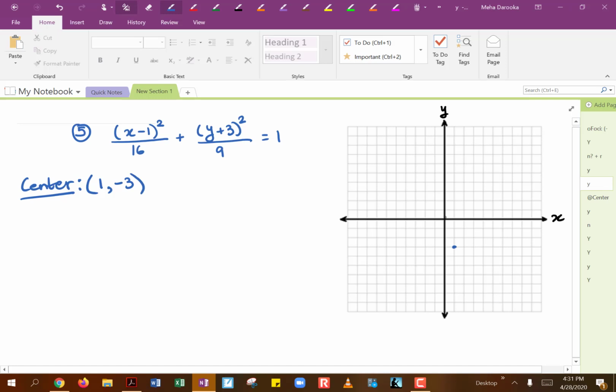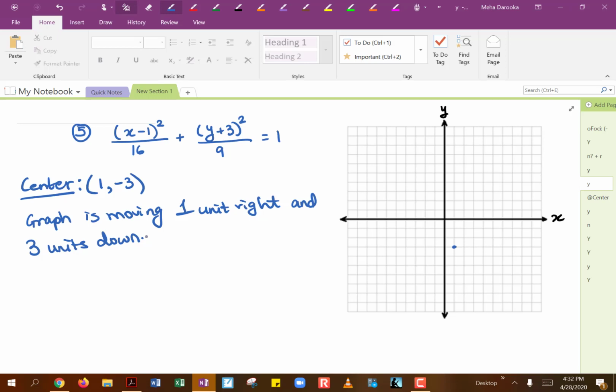So you can see normally the center of the ellipses that we have seen so far is at (0, 0), which means our graph is going 1 unit to the right and 3 units down to get that new center. So basically our graph is moving one unit to the right, and it's going to be moving 3 units down, which tells us that our x and y intercepts, if they were centered at (0, 0), will also be moving 1 unit to the right and 3 units down.